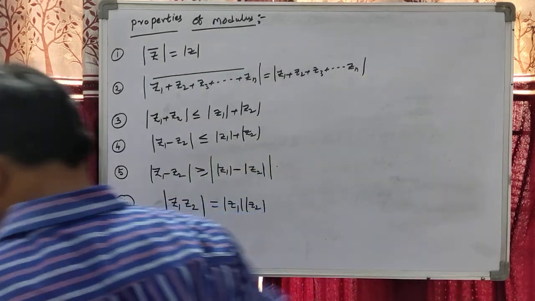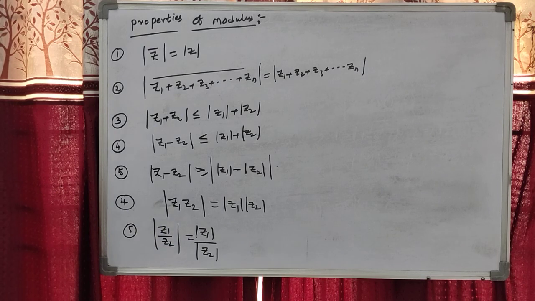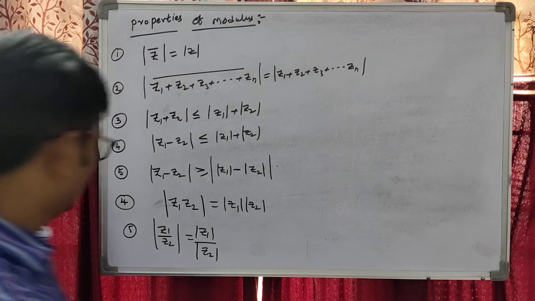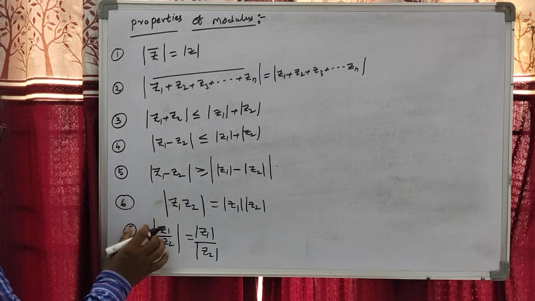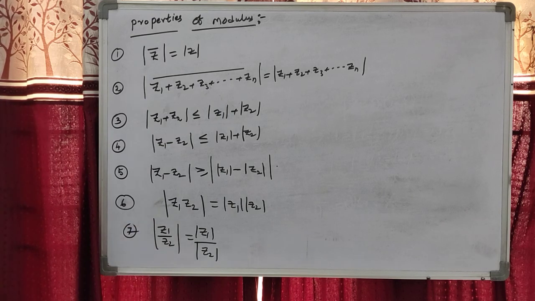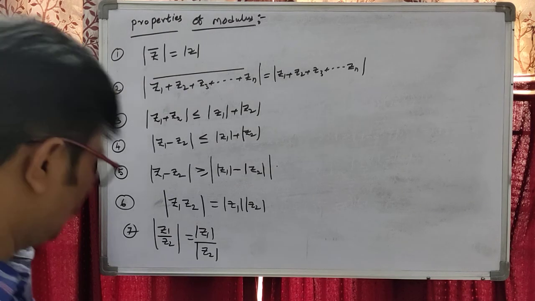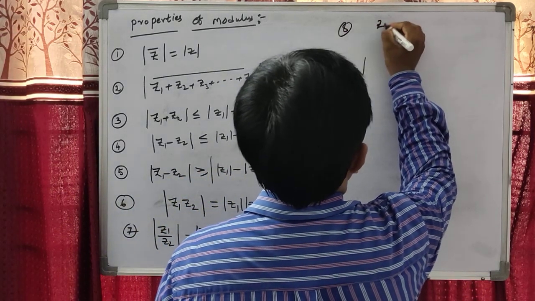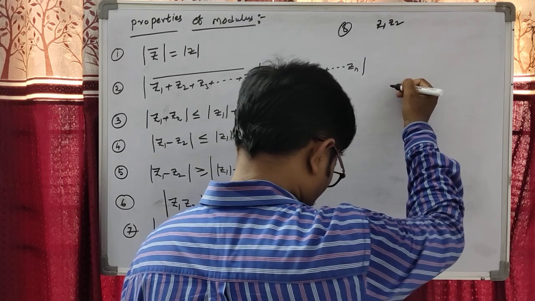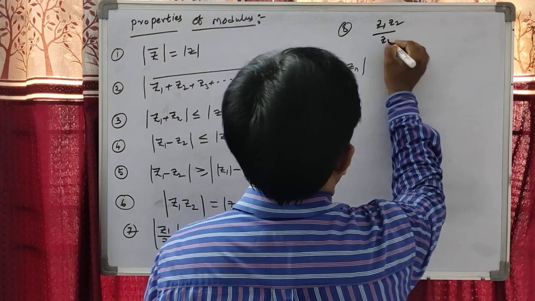Right now, students, the another property, that is when we are taking the product, that is 5, 6, this is the 7. Now, students, the eighth property, what is it? The first one is |z bar|. Okay, students, the next one, the modulus of the eighth property, is z1 z2 by z3 z4.